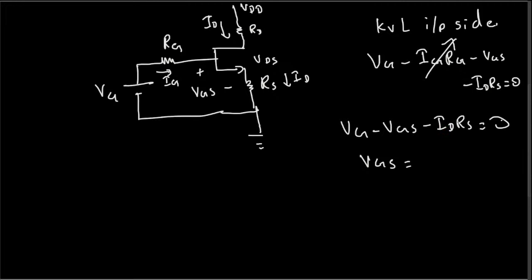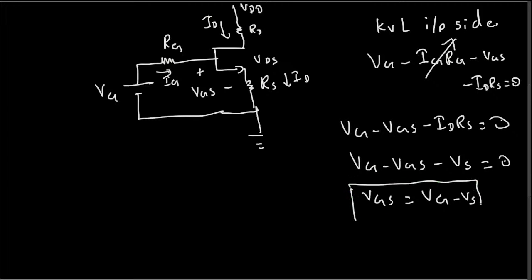Also, this ID times RS we can combine and make it VS as well, because that's the source voltage. So VG minus VGS minus VS is equal to 0, and if I write the equation in terms of VGS, then VGS becomes VG minus VS. Okay, this is one of the equations.